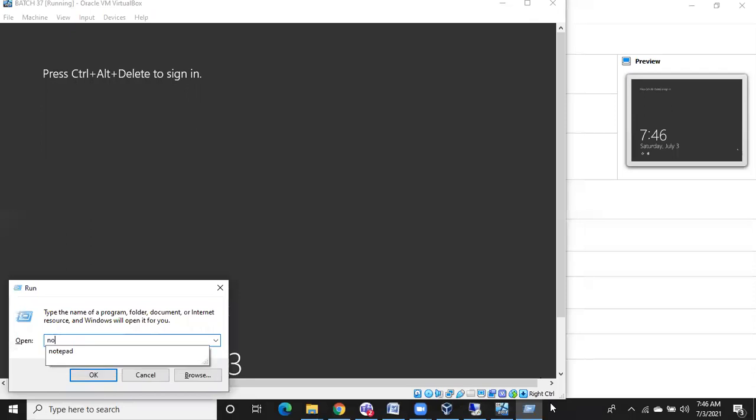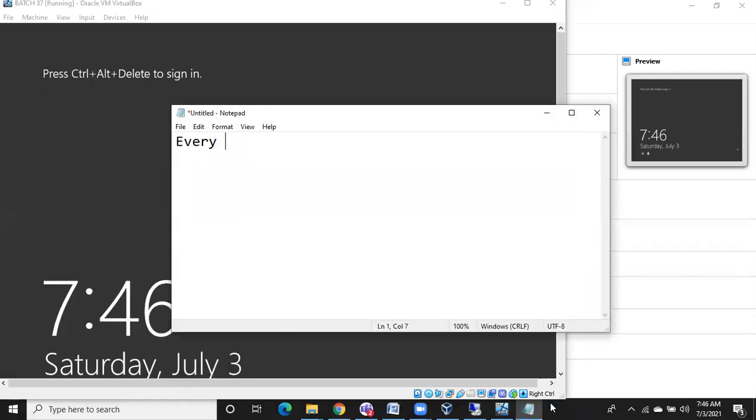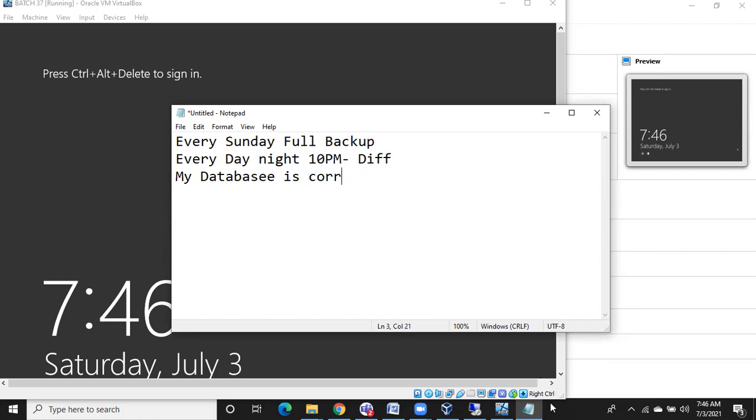Let me write down the timings. Every Sunday full backup, every day night 10 differential backup. Sorry for that. My database is corrupted on Saturday morning, 10 a.m. Then what is the best possible time to recover the database? Till what time can you recover the database with the full and differential backups?